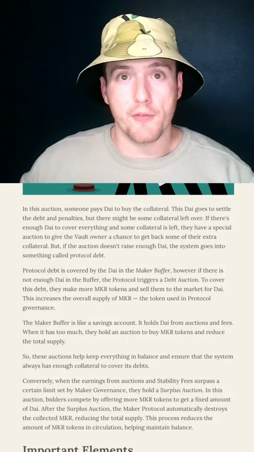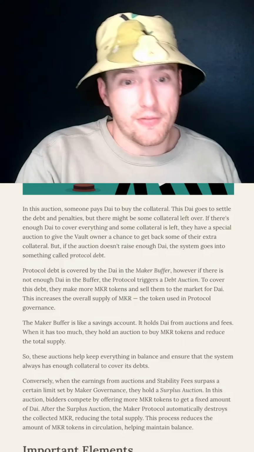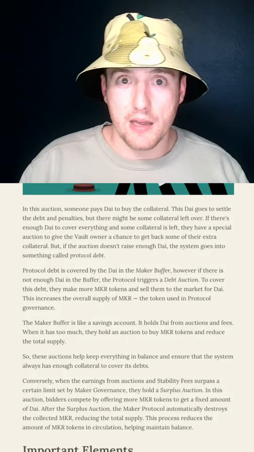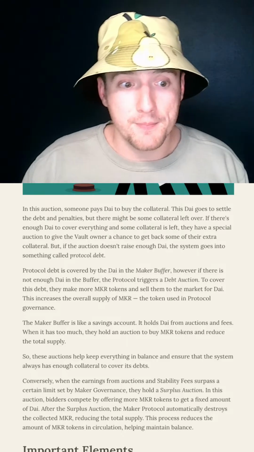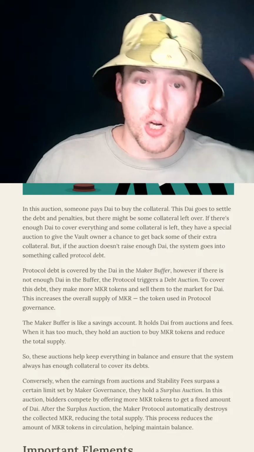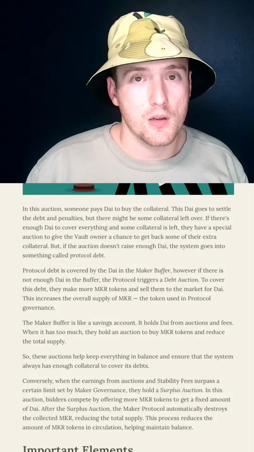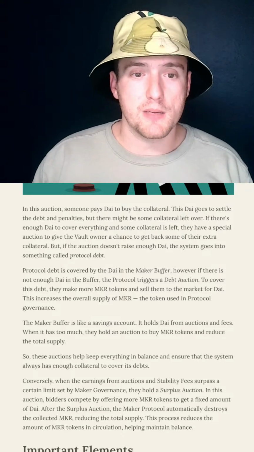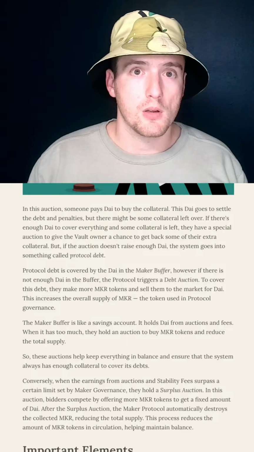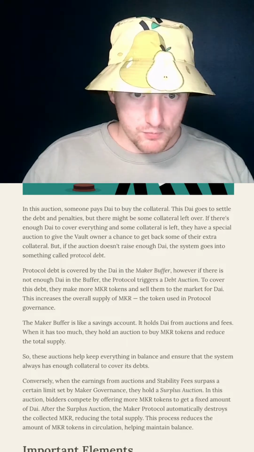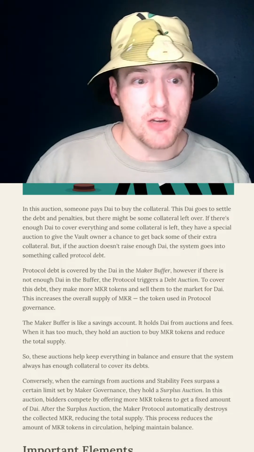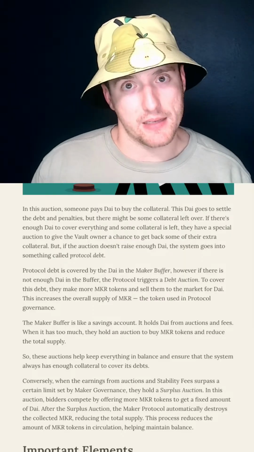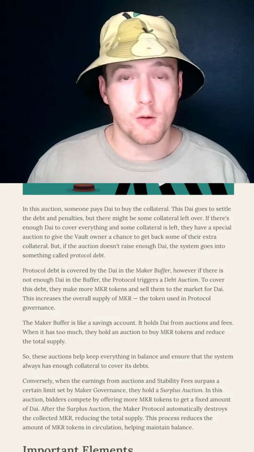And so the Maker buffer, as we've said, acts like a savings account. It holds DAI from auctions and fees. So it's not going back in. It's being held on the side to make sure runs don't happen. And when it has too much, they hold an auction to buy Maker tokens from the public to reduce this. So it's just a constant cycle of, okay, we need to make more Maker. We're going to get rid of this Maker so that we can cover these debts. But when we have enough of this DAI in the savings pool, we're then going to buy it back so that not everyone has this free reign over the protocol.